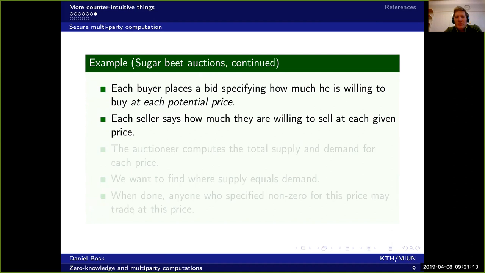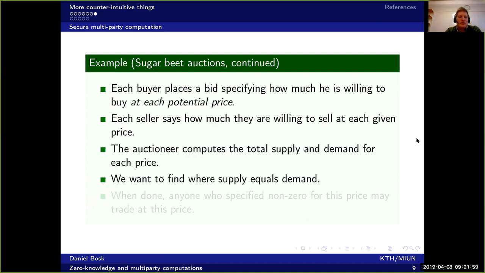Each buyer places a bid specifying how much he's willing to buy at each potential price. So if he has to pay 1 euro or 1 kronor per sugar beet, then he might buy 30 of them, but if he gets them at half price, he can buy twice as many, and so on. At the same time, each seller also says how much they are willing to sell at each given price. So for instance, if they don't get paid enough, they might not want to sell that much.